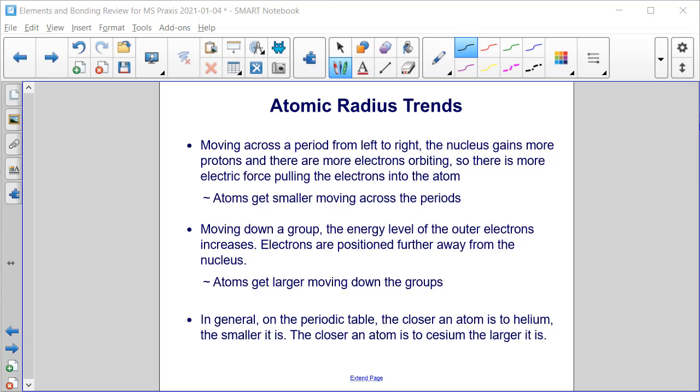Conversely, as you move down a group, so from the first row to the second row to the third row to the fourth row in a group, you're adding energy levels. So row 1 is n equals 1, row 2 is n equals 2, and so on. As such, electrons are then getting positioned further and further away from the nucleus, resulting in atoms getting larger as you move down a group. In general, on the periodic table, the closer an atom is to helium, or that top right corner of the periodic table, the smaller it is. And the closer an atom is to cesium, or towards that bottom left corner of the periodic table, the larger it is.